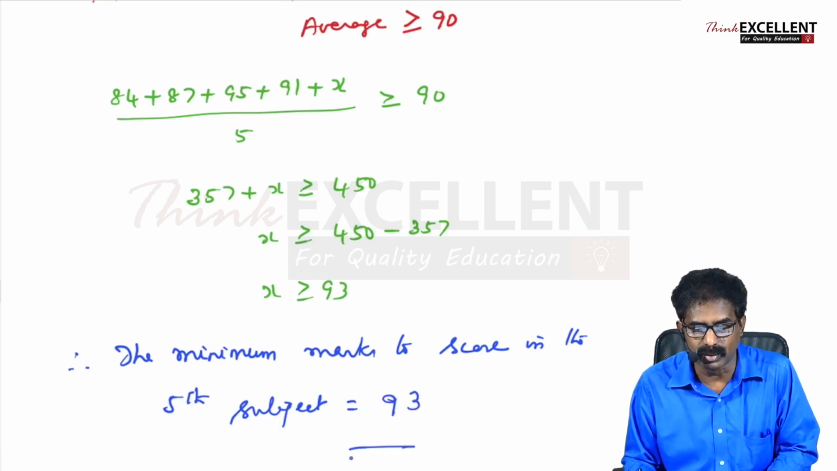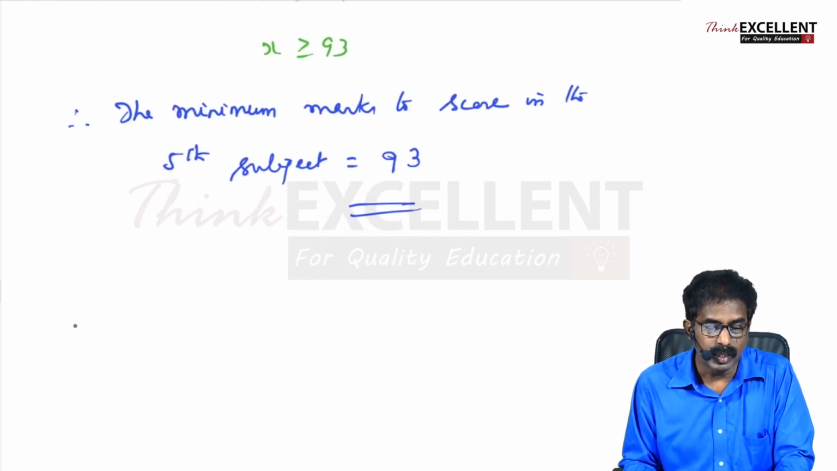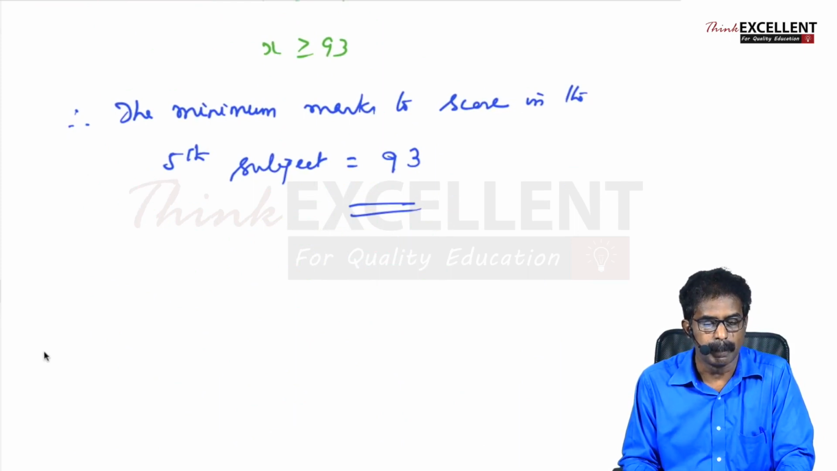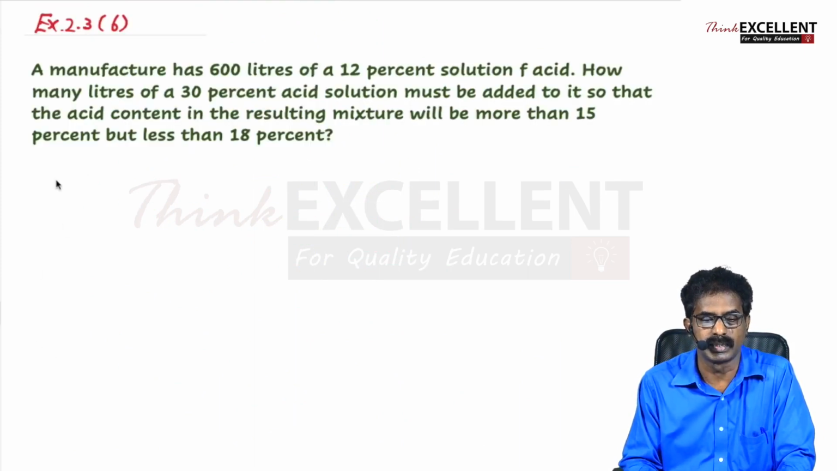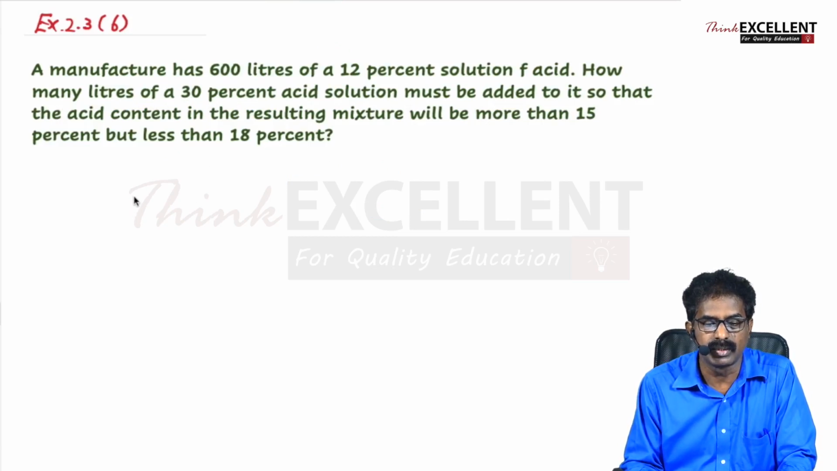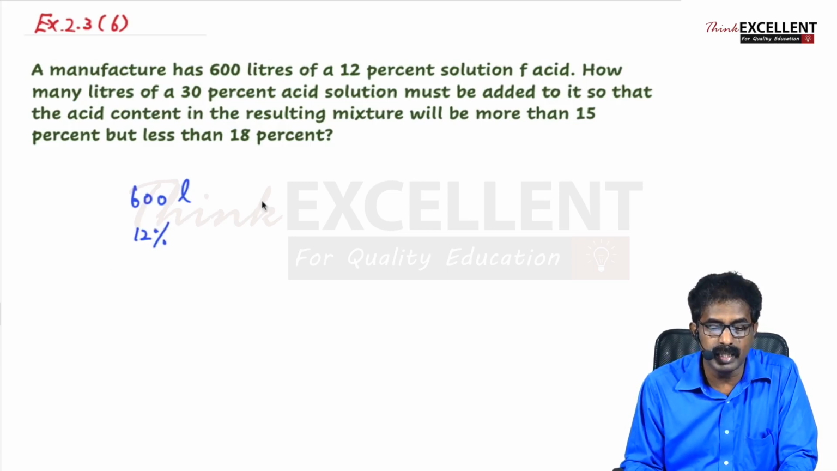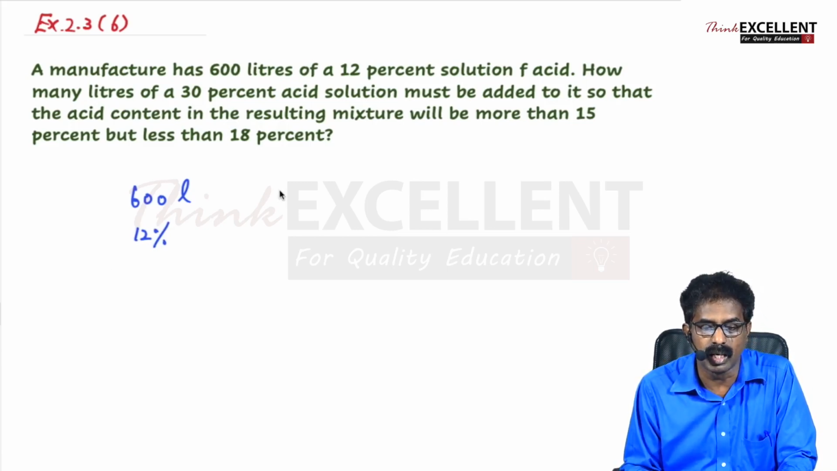Okay, so hope you understood. It's a very simple question. Now let us go for the next question. Listen. Question number 6. A manufacturer has 600 liters of a 12% solution of acid. How many liters of a 30% acid solution must be added?